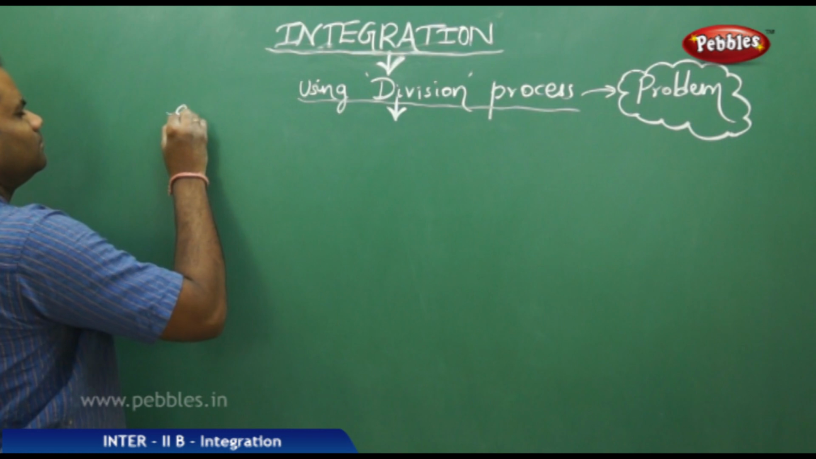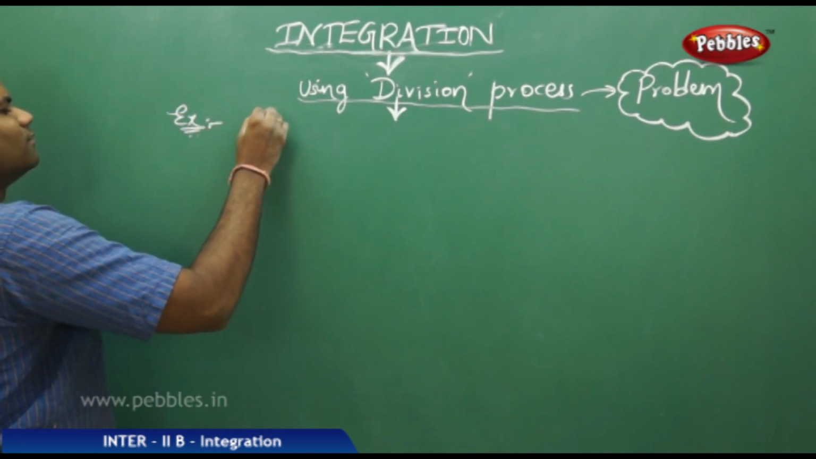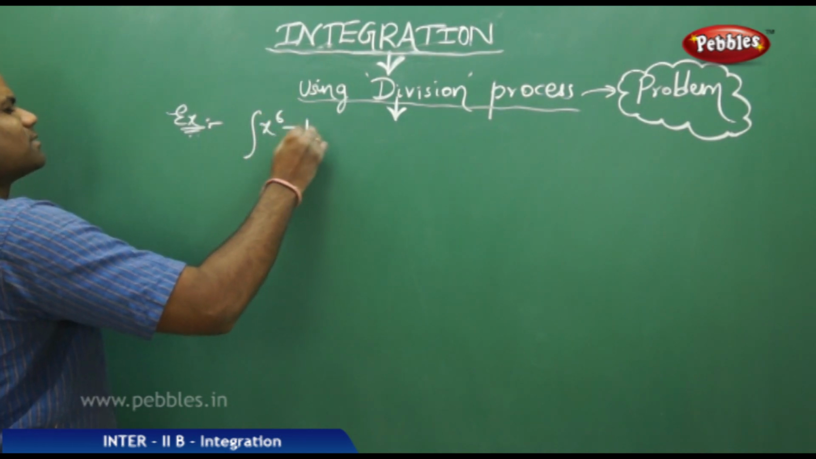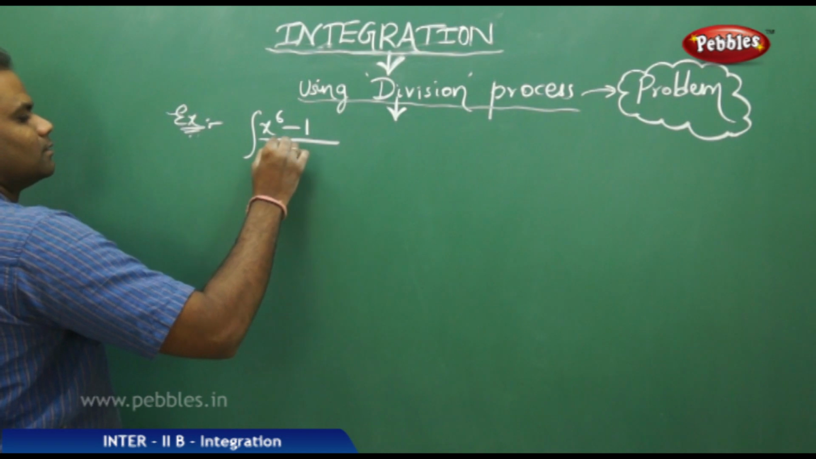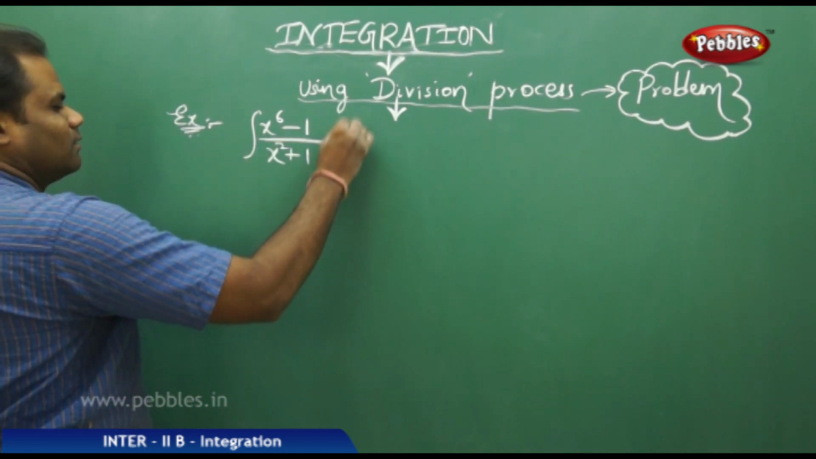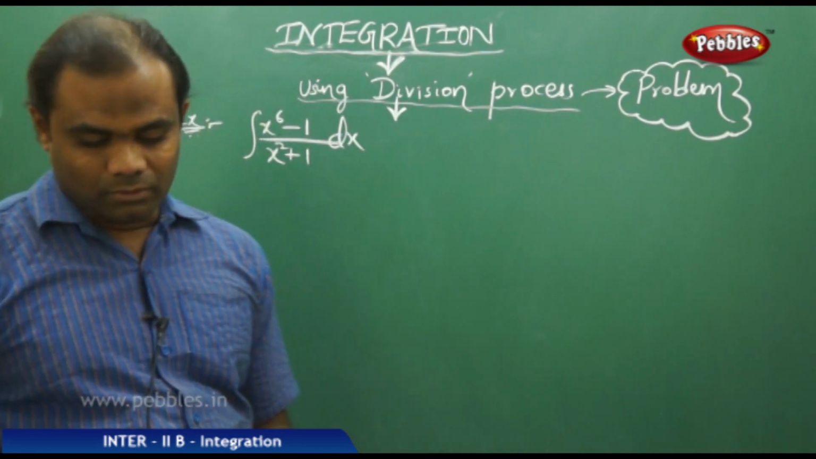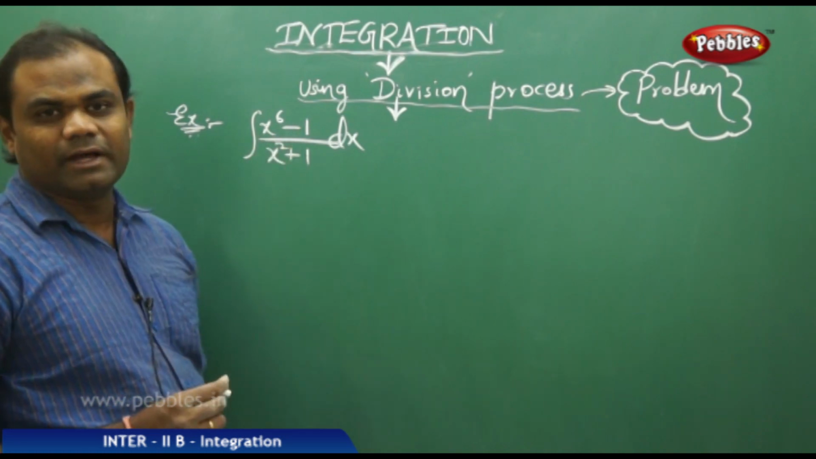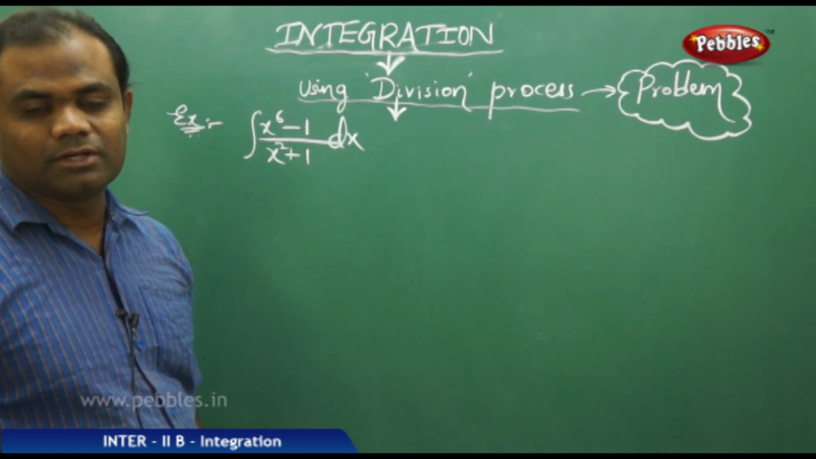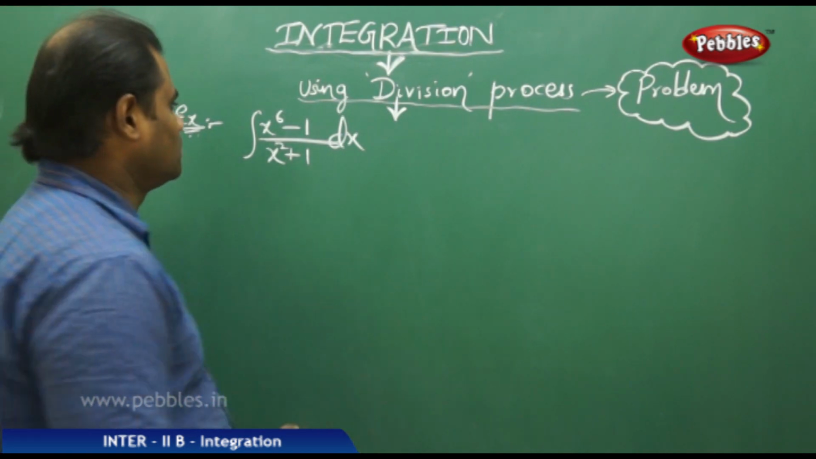So here I have the integral of (x power 6 minus 1) by (x squared plus 1) dx, which I need to simplify. So x power 6 minus 1 by x squared plus 1 can clearly be divided using the remainder theorem, the division algorithm, a equal to bq plus r.